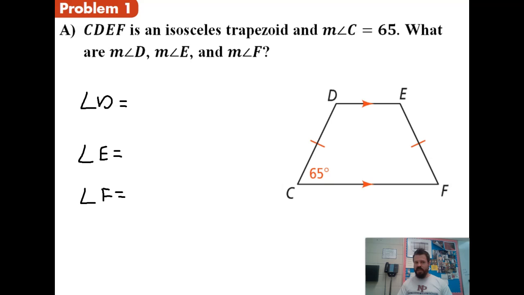Now I can basically start this problem by finding any angle I want. The order is not necessarily going to matter for this one. Let's start off by using that isosceles trapezoid property right away. We said that base angles are congruent. So I could say that C and F are a set of base angles since they share this bottom base. So we know they'll be congruent to each other, meaning that angle F is just 65 degrees.